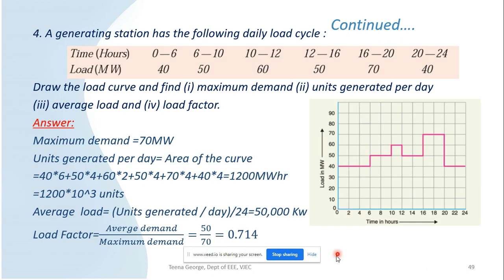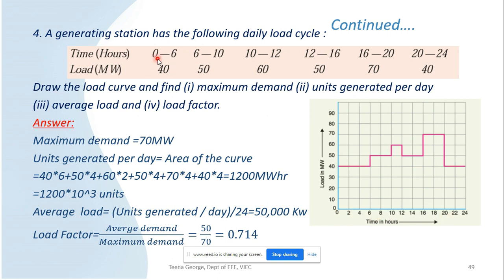Next question. A generating station has the following load cycle. Draw the load curve and find maximum demand, units generated per day, average load, and load factor. Here we are asked to find the load curve. A load curve is a curve between load and time of operation, with time in hours. We can plot 0 to 24 hours.